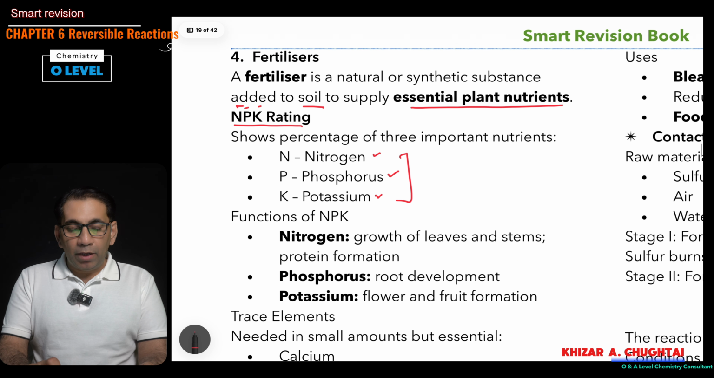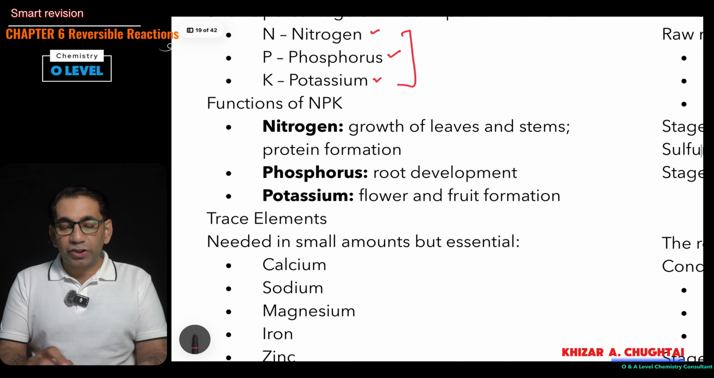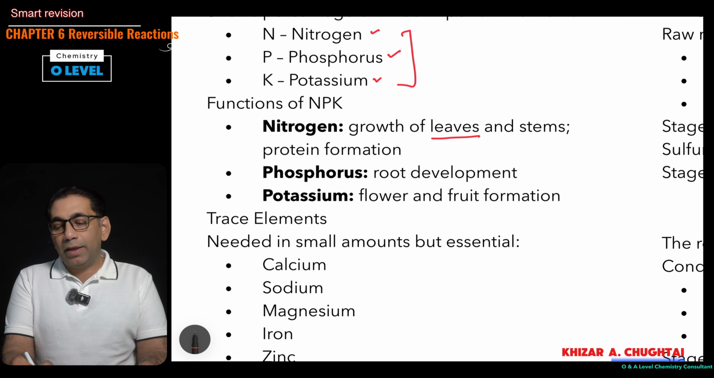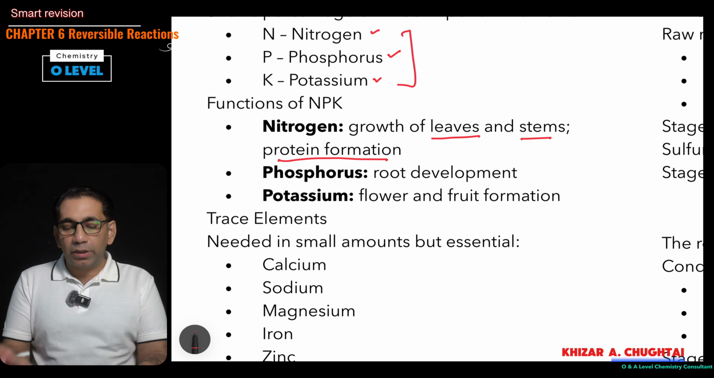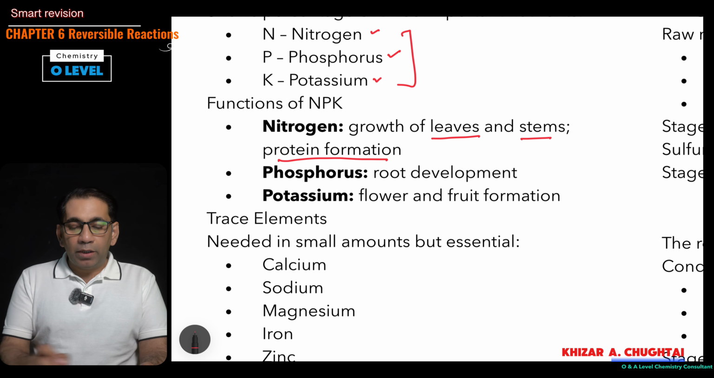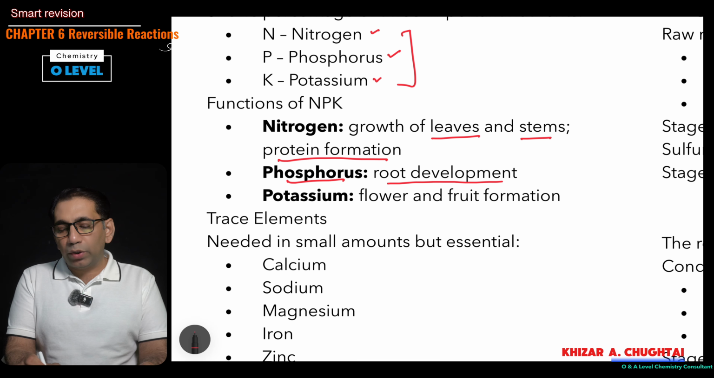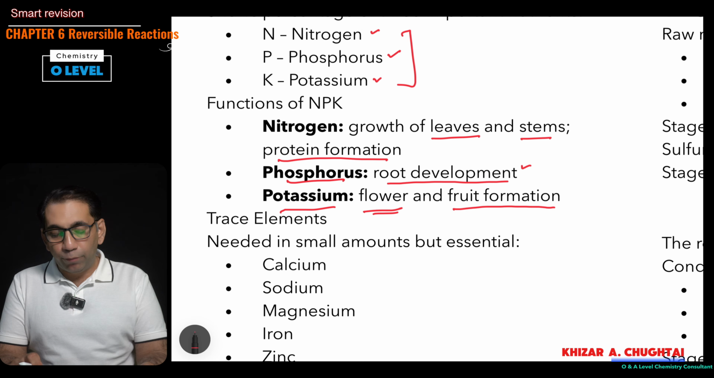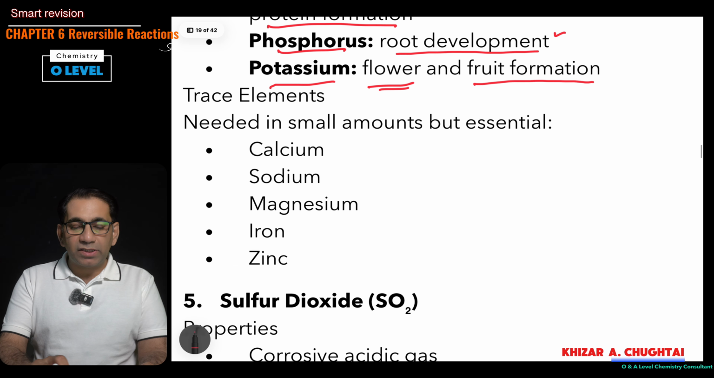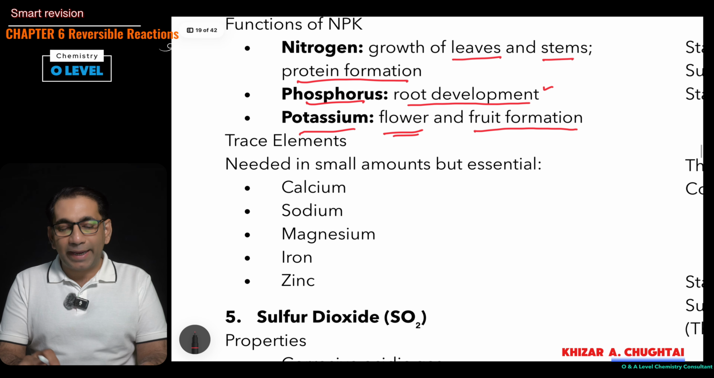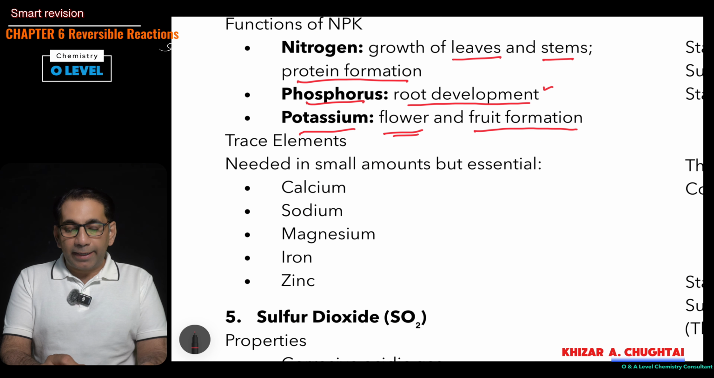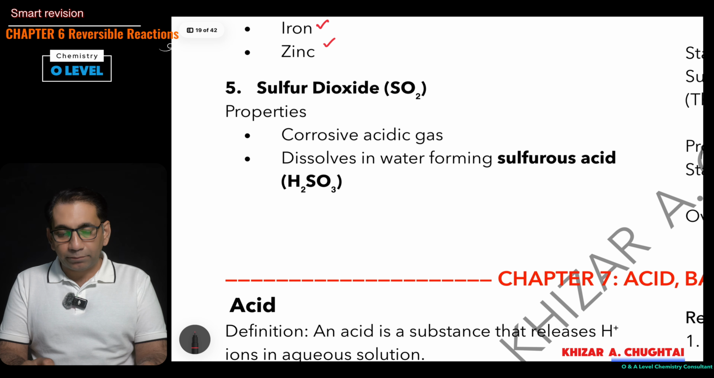Function of NPK. Nitrogen's function is the growth of leaf and stem, and protein formation or protein synthesis. The function of phosphorus is root development. The function of potassium is to increase the production of flowers and the formation of more fruits. Here are the trace elements. Those are also used along with NPK: calcium, sodium, magnesium, iron, and zinc.